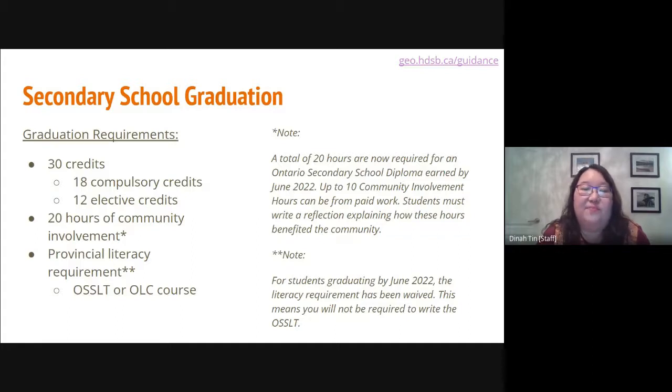And as well, for the paid work, they need to complete a short form with a reflection explaining how these hours have benefited the community.